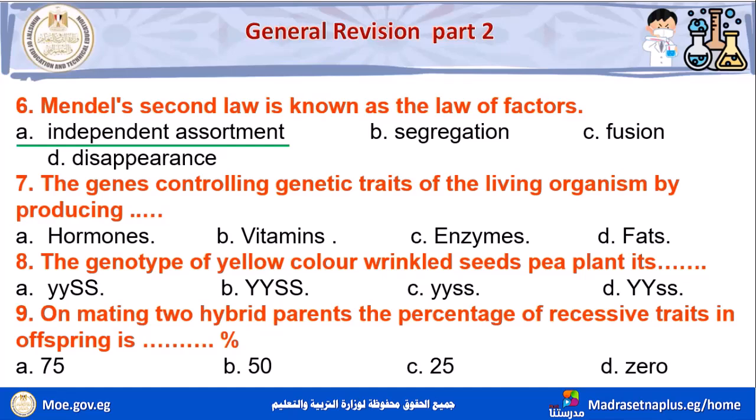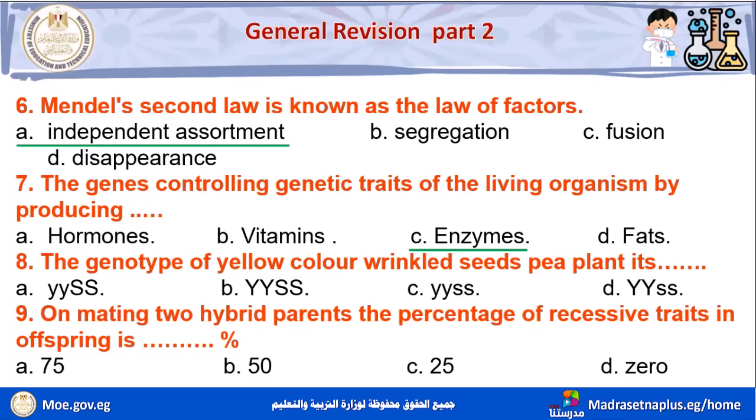Question number 7. The genes controlling genetic traits of the living organism by producing letter A, hormones. Letter B, vitamins. Letter C, enzymes. Letter D, fats. The genes controlling genetic traits of the living organism by producing enzymes.